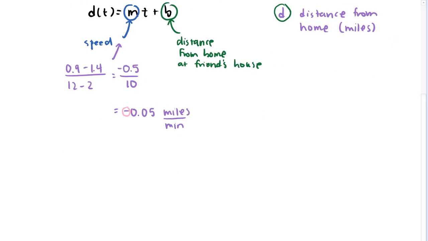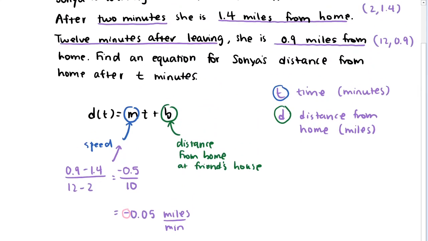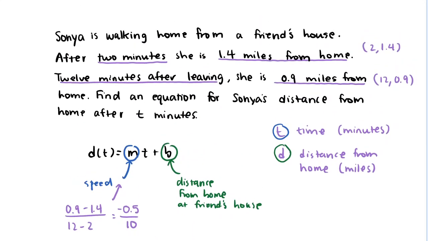Okay, so here we have her rate of change. We have d of t is equal to negative 0.05 times t plus b. And now we just need to figure out this initial value. If this is going to be an equation for our function, we know it should make these points true. These points should satisfy the equation. In other words, it should take an input value of 2 and bring us to an output value of 1.4, or it should take an input value of 12 and bring us to an output value of 0.9.